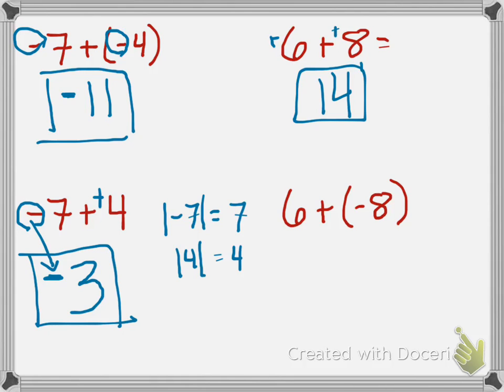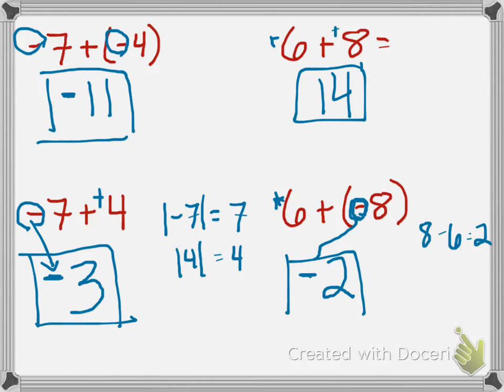Okay, let's try the last one. 6 plus negative 8. It's a positive 6 with a negative 8. Signs are different. Find the difference. What's the difference of 6 and 8? Well, that's 2, right? 8 minus 6 is 2. But what number has the bigger absolute value? 6 is positive, 8 is negative. The 8 has the bigger absolute value, so the answer becomes negative 2. Oops, I forgot the arrow. Negative 2.